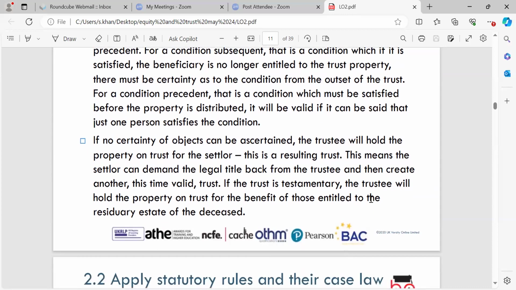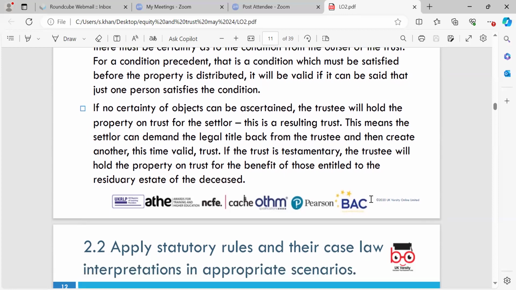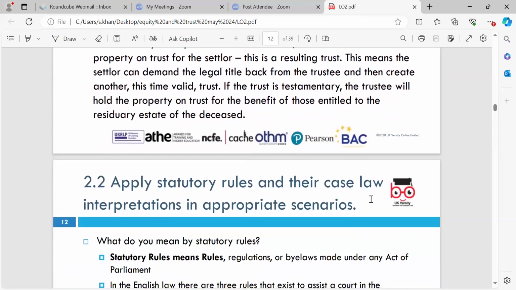If no certainty of objects can be assigned, the trustee will hold the property on trust for the settlor. This is a resulting trust. This means that the settlor can demand the legal title back from the trustee and then create another, this time valid, trust. If the trust is testamentary, the trustee will hold the property on trust for the benefit of those entitled to the residual estate of the deceased.